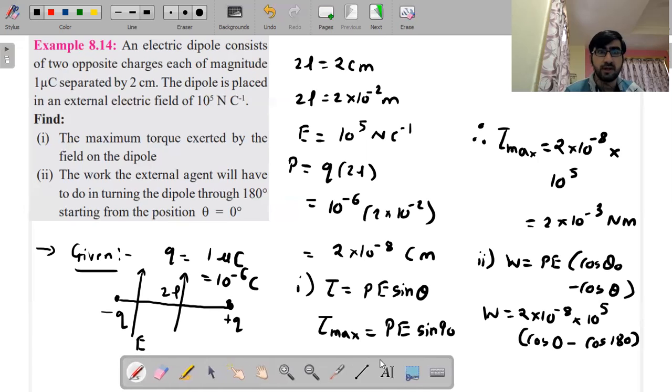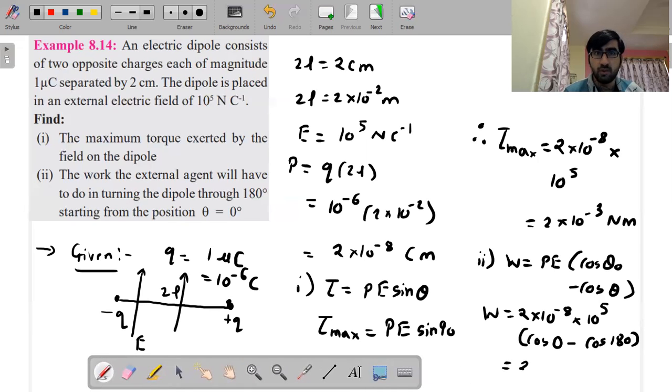तो ये आपको मिलेगा 2 into 10 power minus 3, cos 0 is 1 minus cos 180 is minus 1, मतलब 1 plus 1, 2 into 2 again. तो ये आपको मिल जाएगा 4 into 10 power minus 3 joule of work is done. Okay, question easy था.